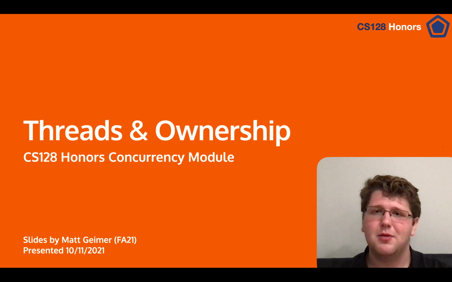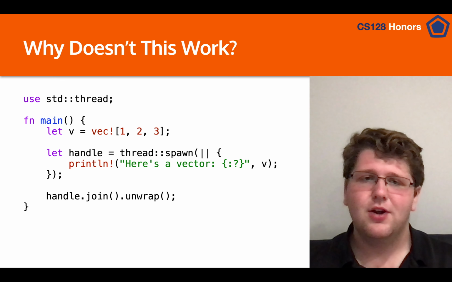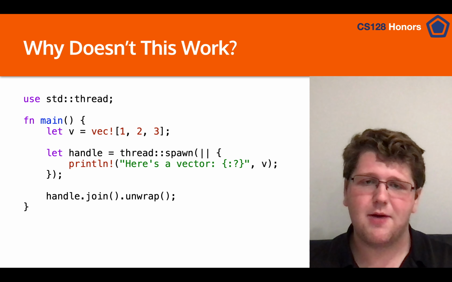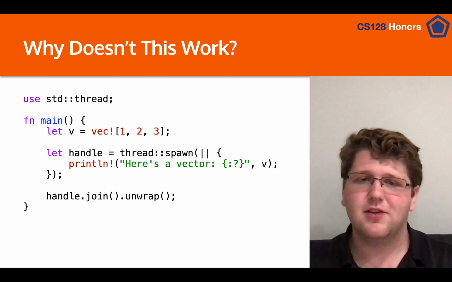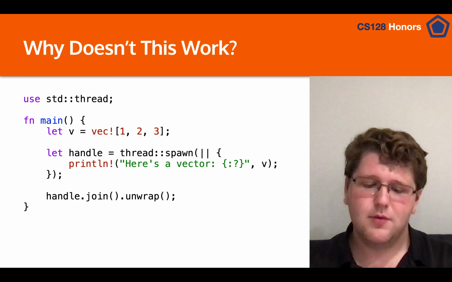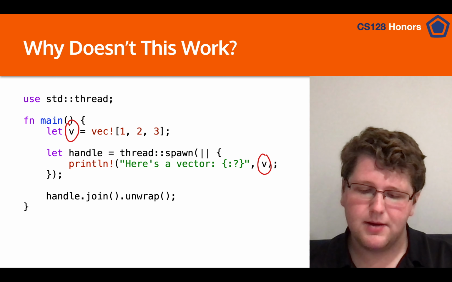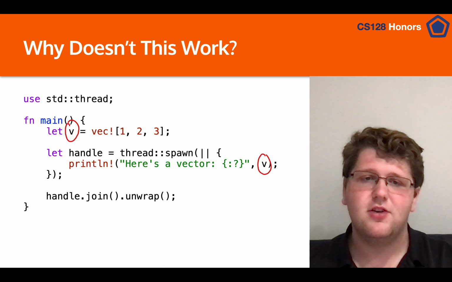In this lesson, we'll be talking about ownership in regards to threads and continue our discussion about threads from last lesson. So, why doesn't this code that Eustace showed off at the end of the last lecture work? Well, if we look at this code here, what's going on? For starters, we have this variable v, and the variable v is being borrowed into this closure. So this variable is now inside the closure, but it's being owned by the outside thread.